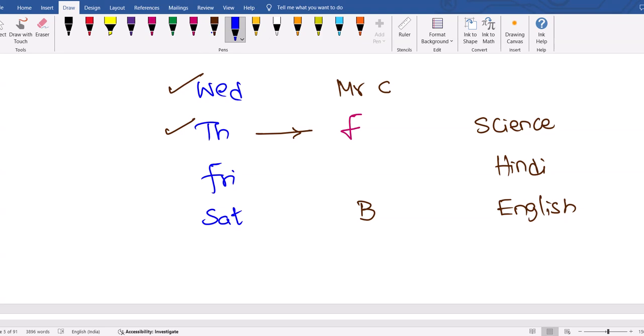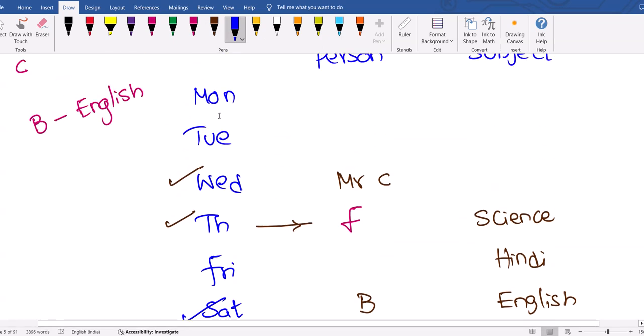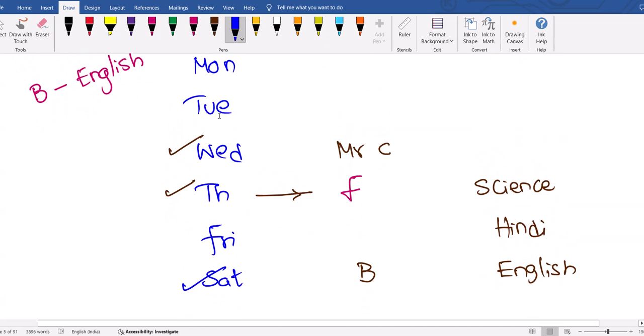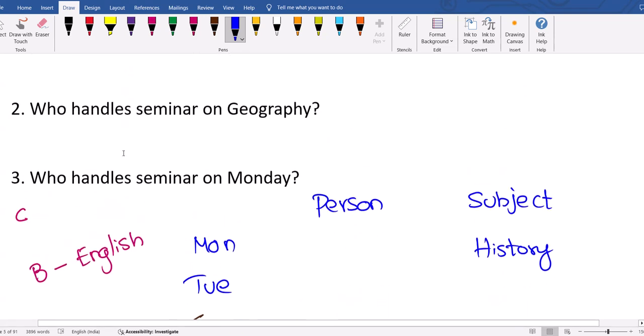So, okay, B English, this entire slot fixed. Thursday, F is there, science is fixed. Now history. History can be on the first day or last day. So, history will be on first day. And we have only two subjects left over. What is that? Geography and maths.